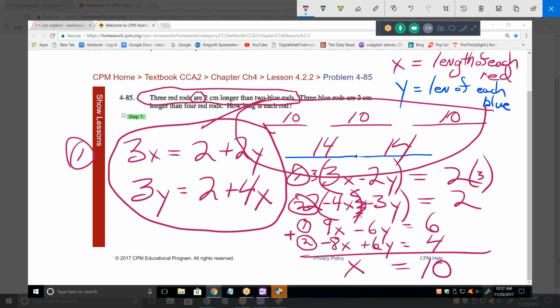And now let's see if that satisfies the second condition, just to check it. 3 blue rods, which would be 3 times 14, 42, are 2 centimeters longer than 4 red rods, which would be 40. So that works also. So we basically checked our two premises. We solved it algebraically. Everything checks. I would now bet my life that we got the right answer.